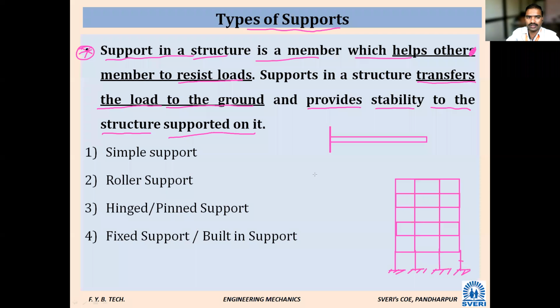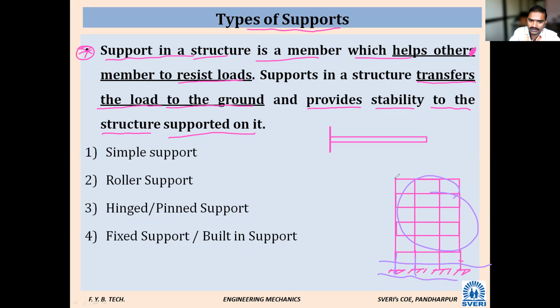So this is a building, and in this building the entire building load will come to the ground. This is the ground. So this entire structure is supported by what? Columns. So columns will act as a support to the structure. Support in a structure is a member which helps the other members to resist the loads.